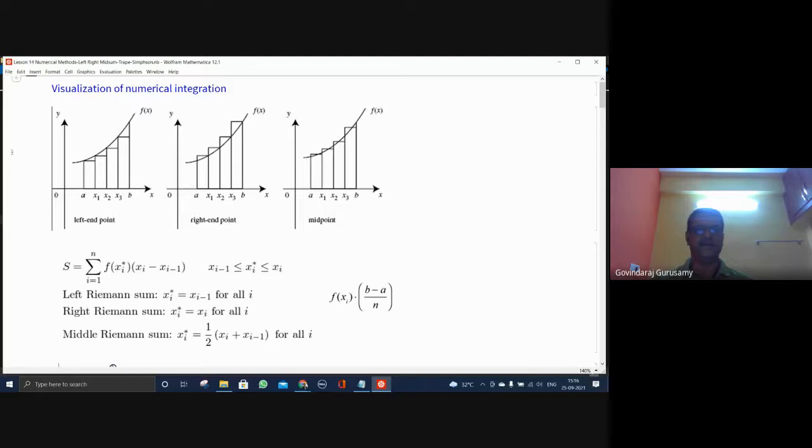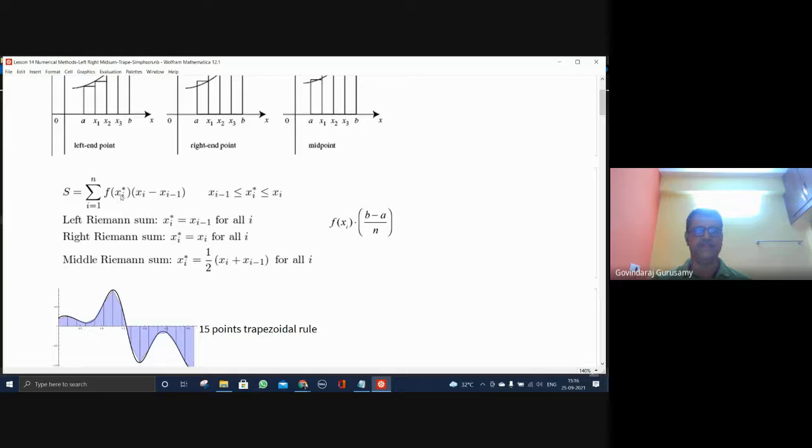And the formula for doing that is very simple. Sum over i equal to 1 to n of f of xi star times xi minus xi minus 1. You are putting it in a combined form in which left hand means you use the starting point. This xi star should be x of i minus 1, so that it will be the left end point. Please note this. This is important for you. So is it clear for you?